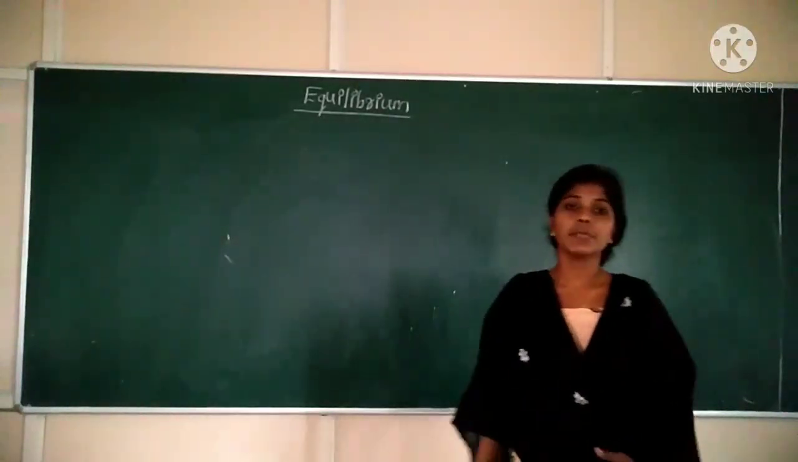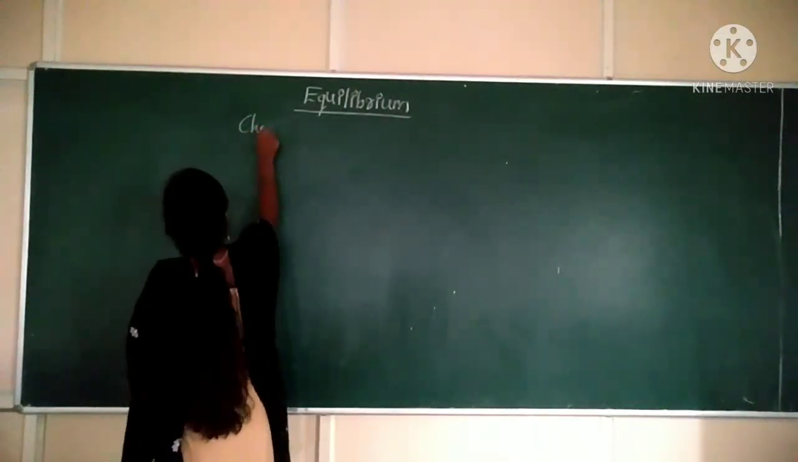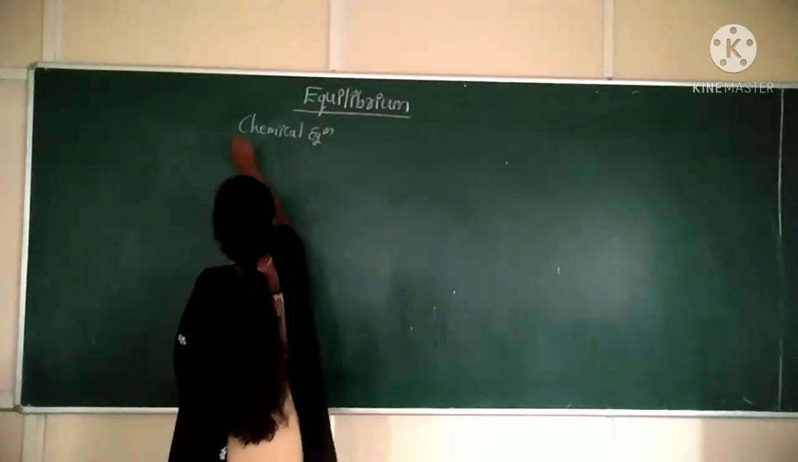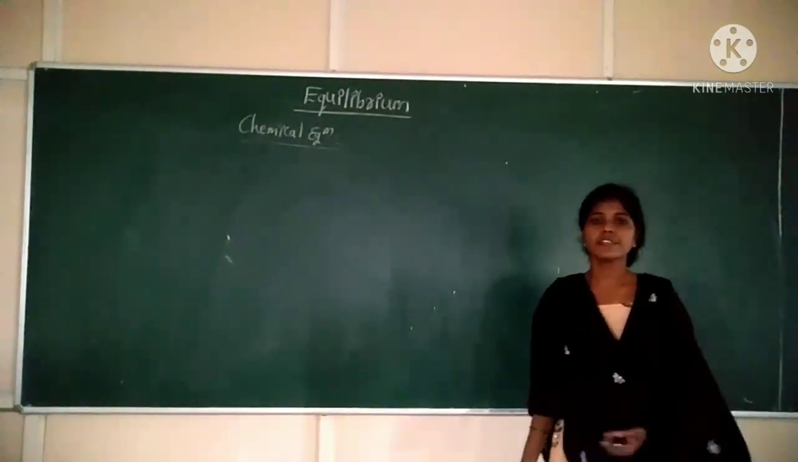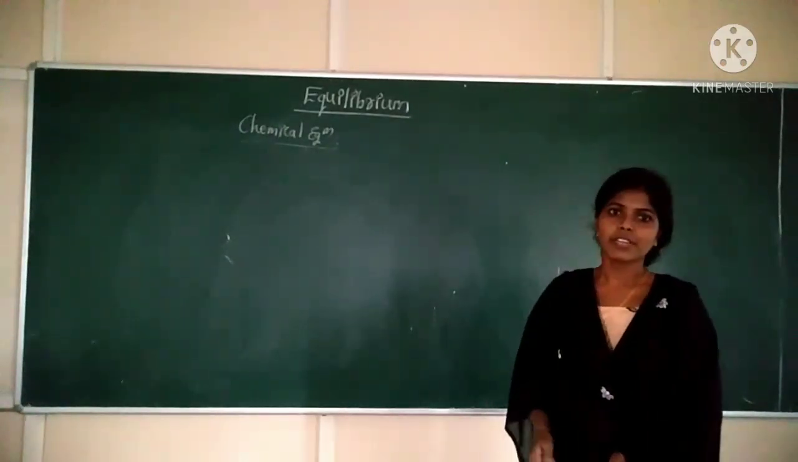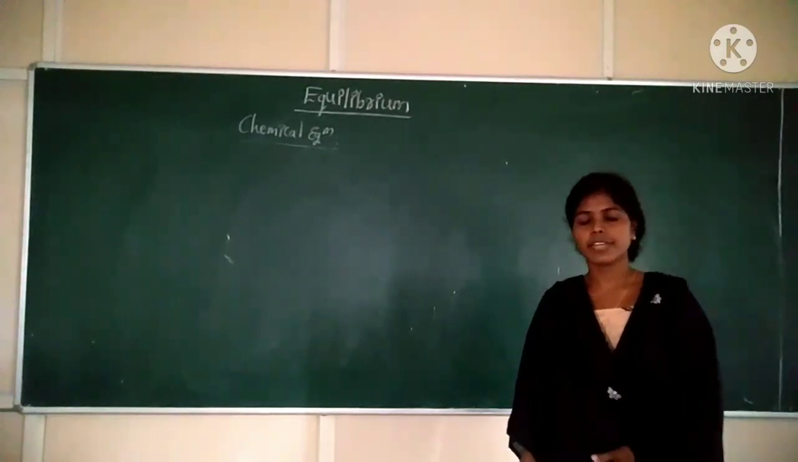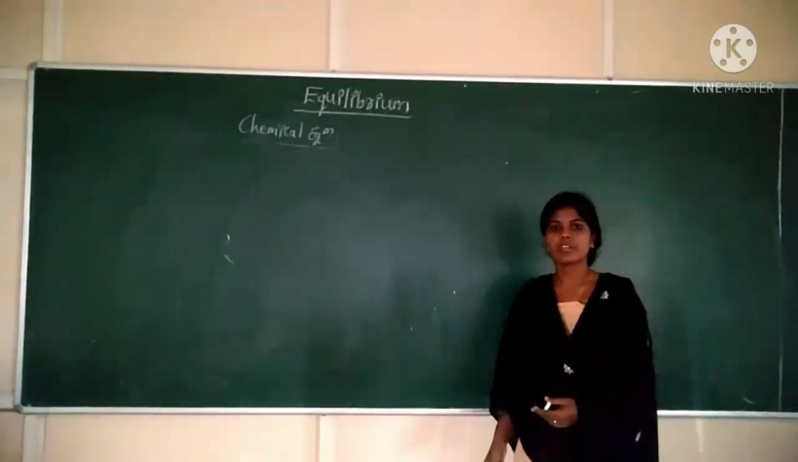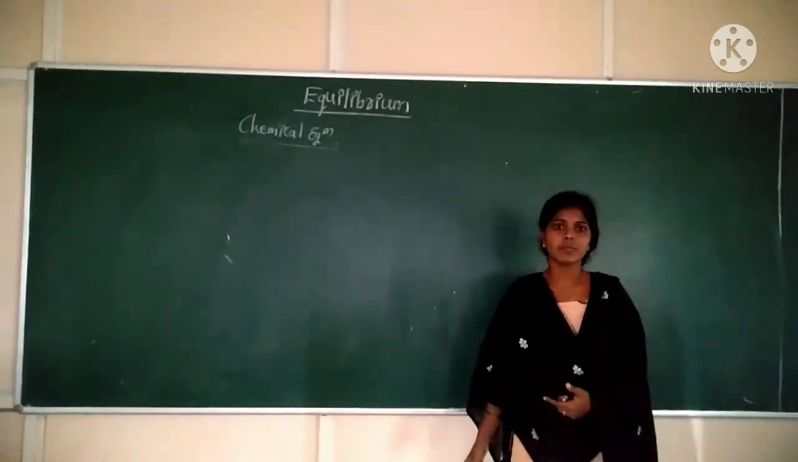So we are dealing with chemical equilibrium, correct? Chemical equilibrium. So what is chemical equilibrium? Chemical equilibrium is a state of a system where the rate of the forward reaction becomes equal to the rate of the backward reaction, and the concentration of reactants and products remains constant. So that is what we call chemical equilibrium, correct?